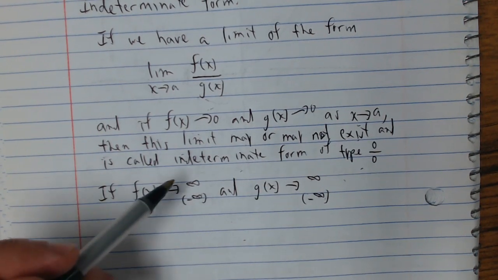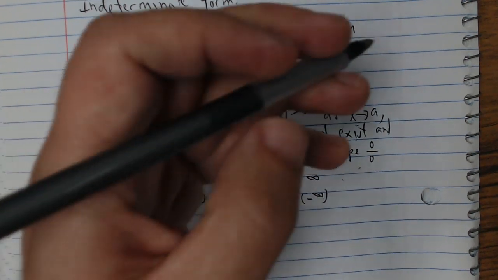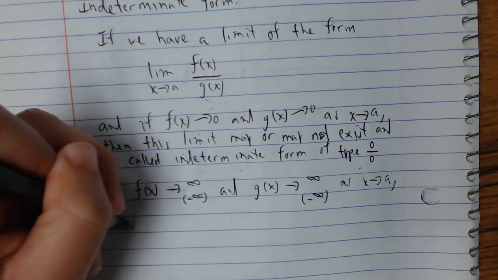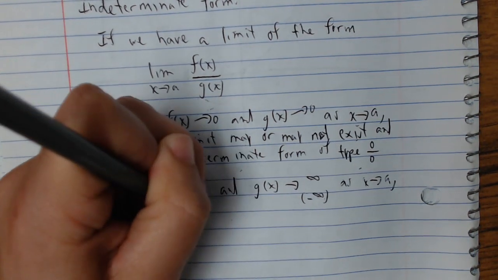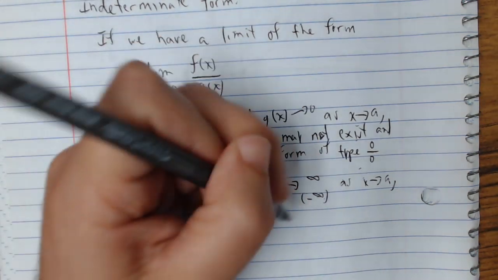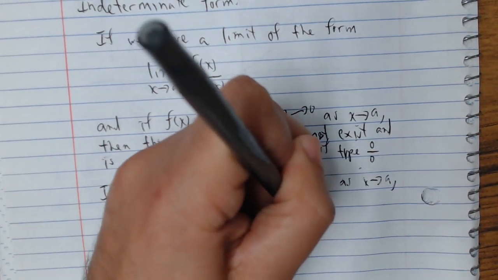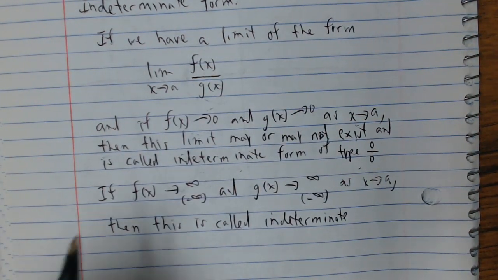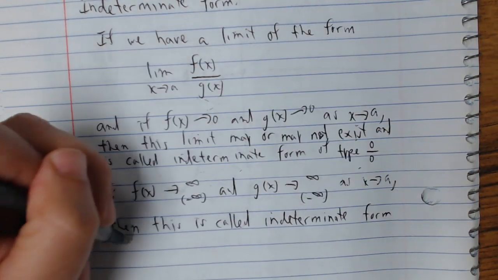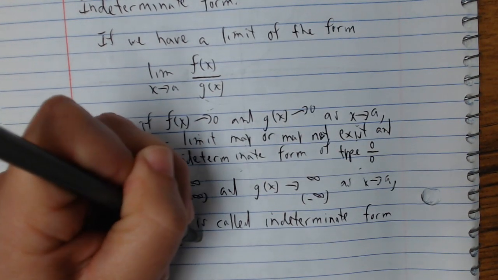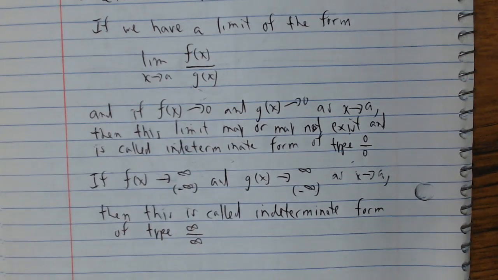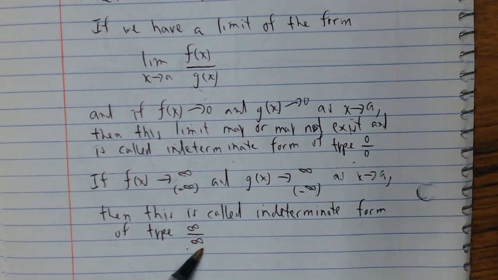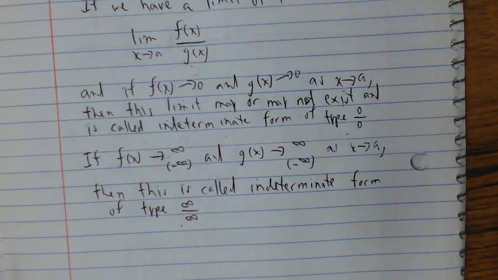As long as I'm dividing any kind of infinity by another infinity, then as x approaches a, this is called indeterminate form of type infinity over infinity. So if you ever have any infinity divided by infinity, this is still indeterminate. We're saying, well, what does this become? This could take on any value. There are ways that we will deal with this, okay?